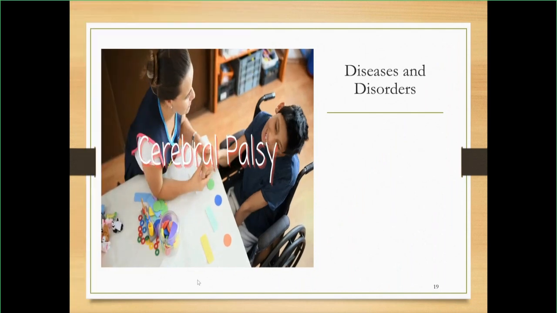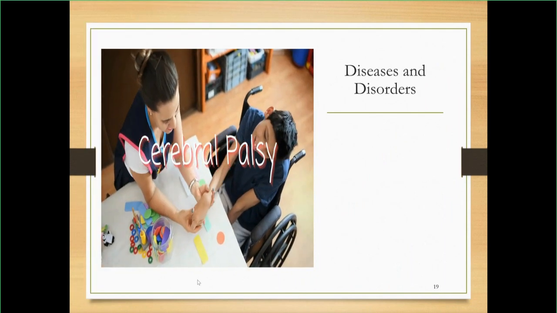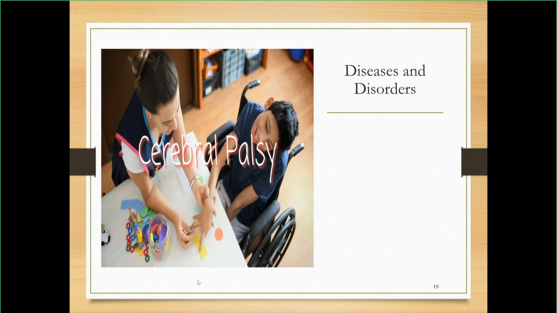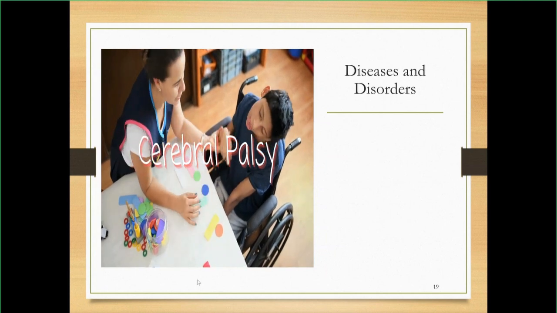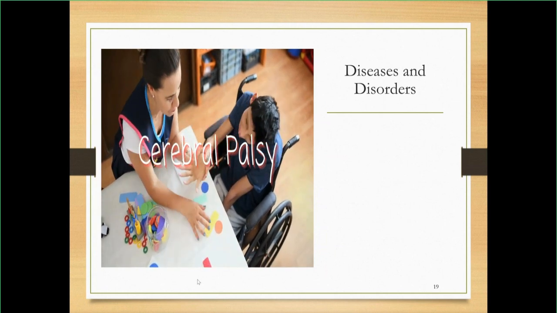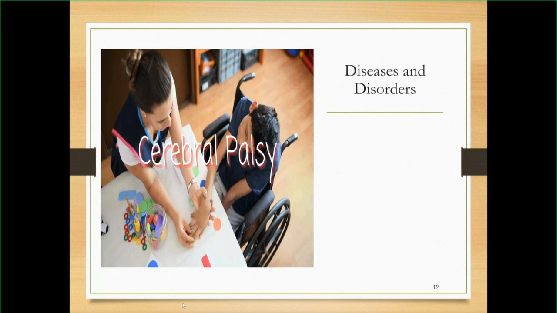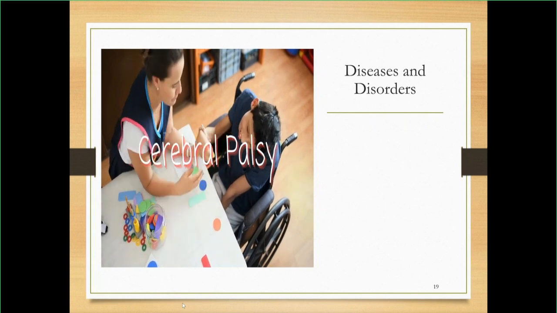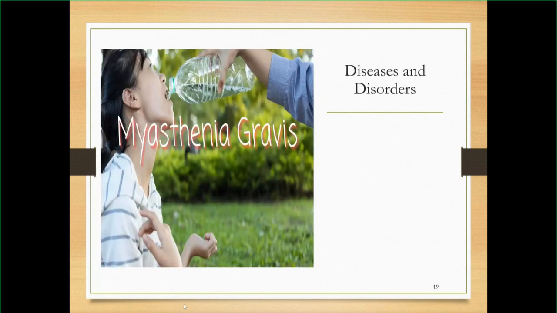Cerebral palsy is a brain disorder characterized by paralysis and lack of muscle coordination. It results from developmental defects in the brain or trauma at birth. Myasthenia gravis. Myo means muscle and asthenia, weakness. Therefore, myasthenia gravis is a disease characterized by muscle weakness and abnormal fatigue.